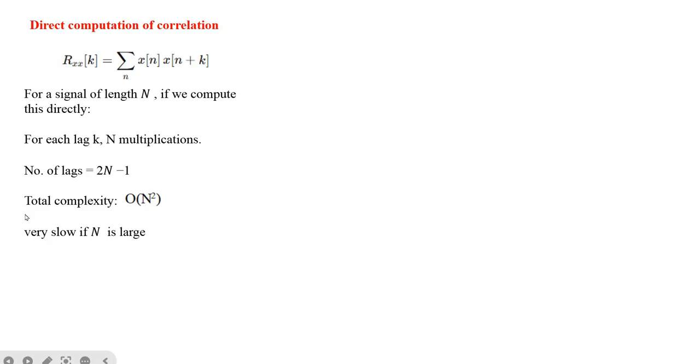So here the calculation of autocorrelation will be very slow if the value of n is very large. Suppose we have samples in the millions, as in radar or communication signals. At that time, if we go for this method, it will take more time and the process will be very slow. So instead of this, we will go for the Fourier transform, that is the fast Fourier transform.